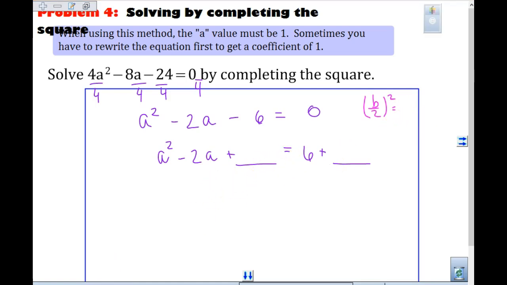All right, let's talk about what did that first number have to be. What did my b divided by 2 squared have to be that I'm adding? Addison, what'd you get? 4. What'd you get for b when you did this?